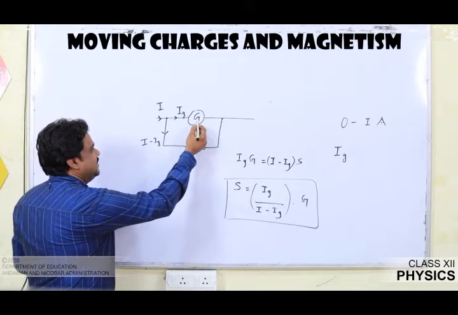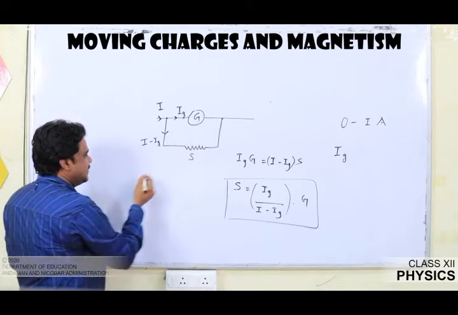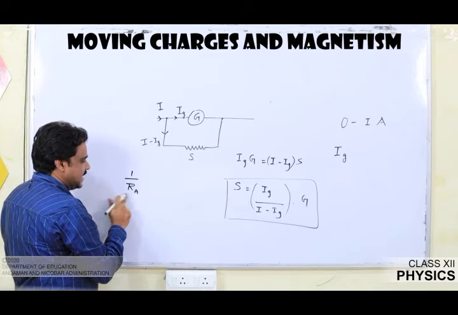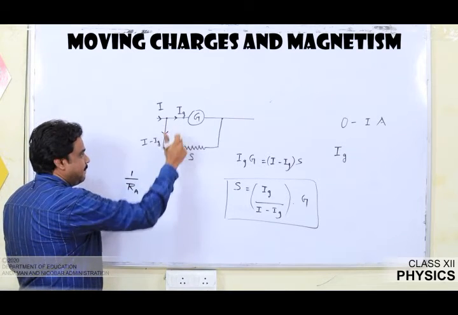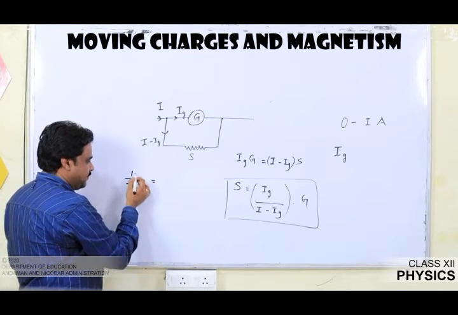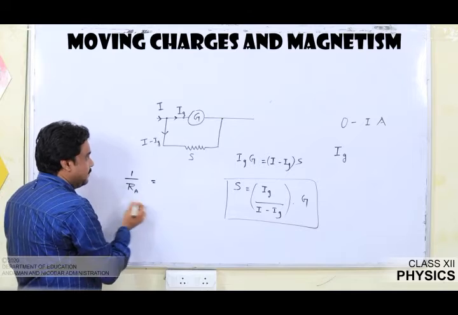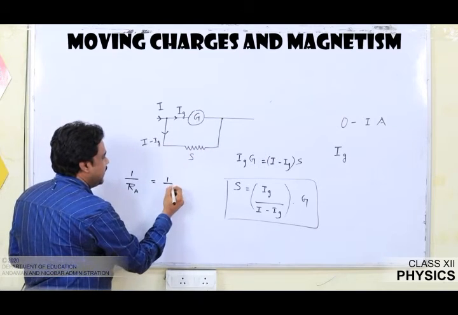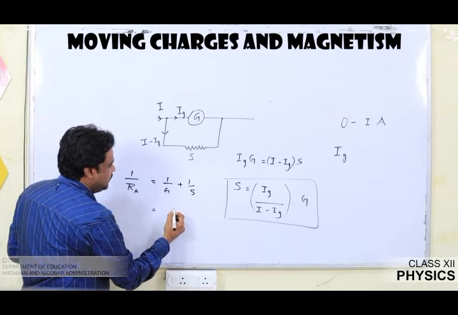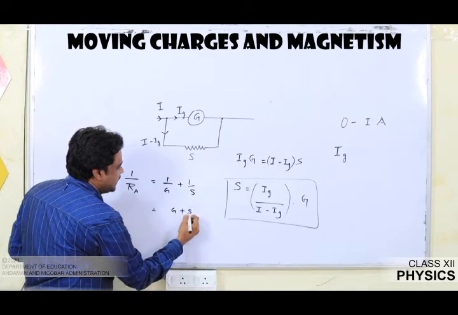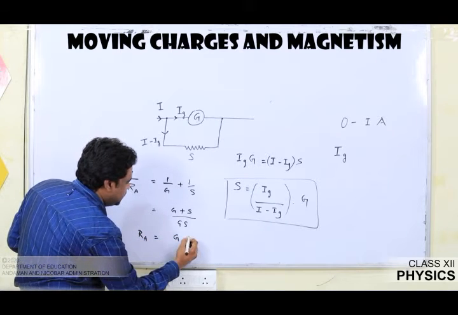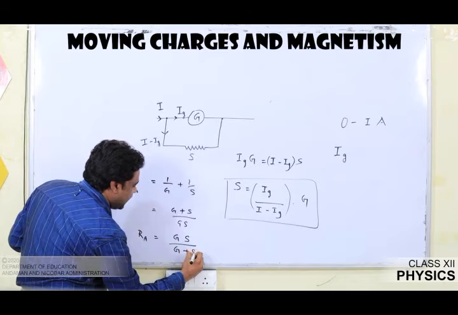You know, G and S are parallelly connected. Say if Ra is the resistance of the ammeter, then 1 by Ra, since they are parallelly connected, will be 1 by R1 plus 1 by R2. So here 1 by Ra is the resistance of the entire combination. It will be 1 by G plus 1 by S. So obviously you are able to see G plus S by GS. Taking the reciprocal, Ra is equal to GS by G plus S.